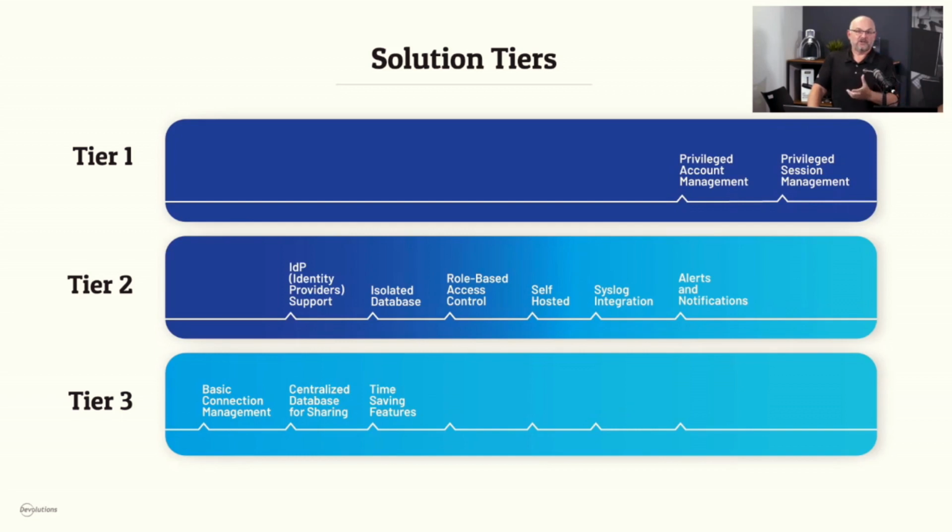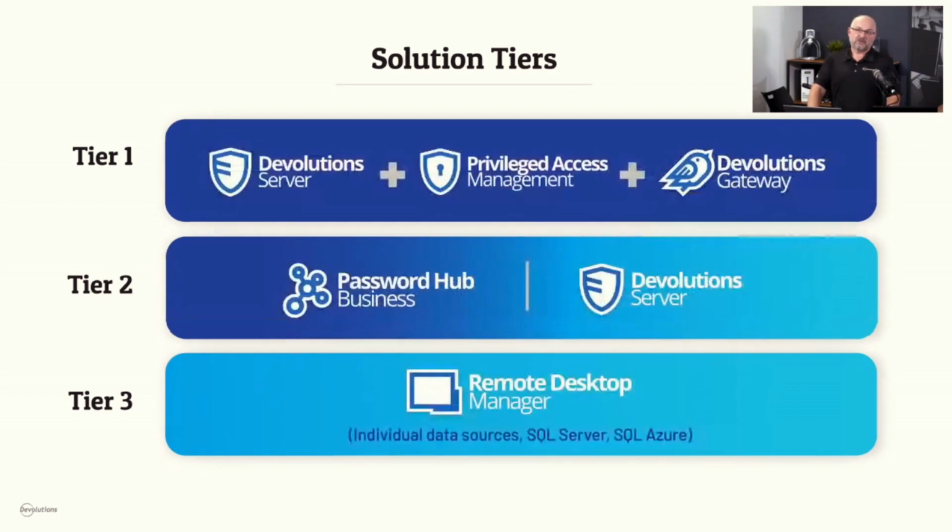So you need to tie in with a provider of identities. Then you have syslog, alerts, and notifications. So again, it comes to this. On Remote Desktop Manager, you build with Devolutions Server or Hub to reach a next level of control because you're hiding the database. And then to reach tier 1, you pair Devolutions Server, the PAM, and the gateway, and that's where you meet the most stringent requirements.